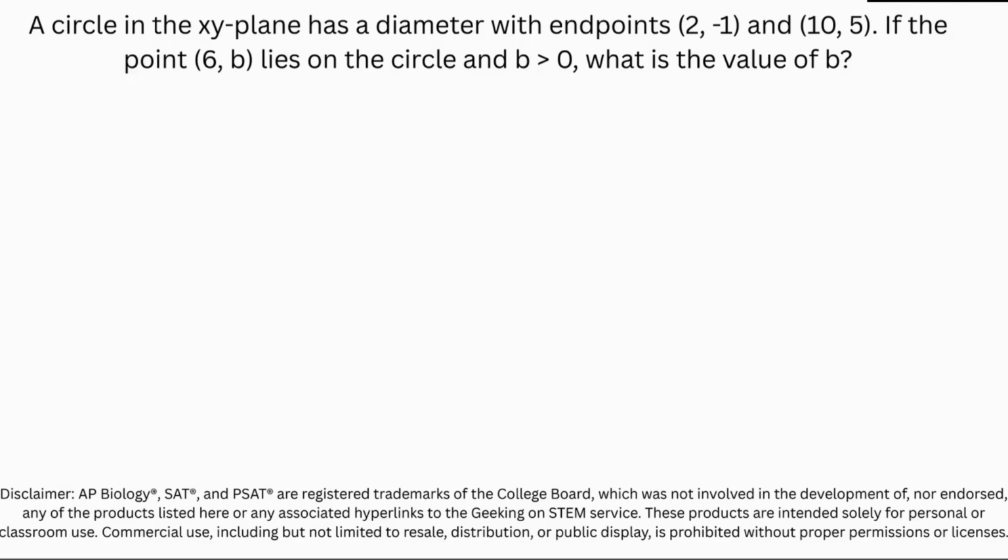So you're expected to understand that they tell you that there is a circle, and the circle has a diameter with the following endpoints. So they let you know that the diameter, which is end to end, has a point here and a point here. They go ahead and let you know the 2 points are (2, -1) and (10, 5). They want you to know that there's a point (6, b), and it's not the midpoint. It's just somewhere arbitrarily that lies on the circle.